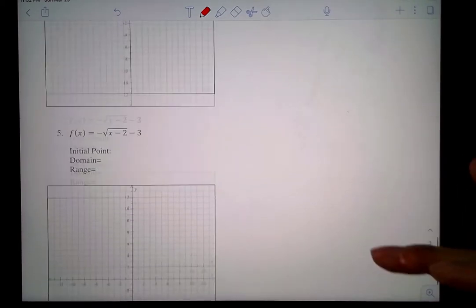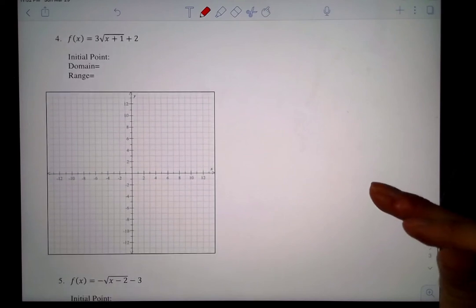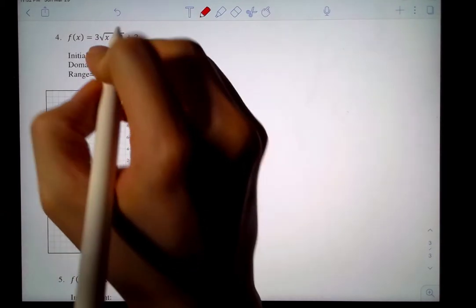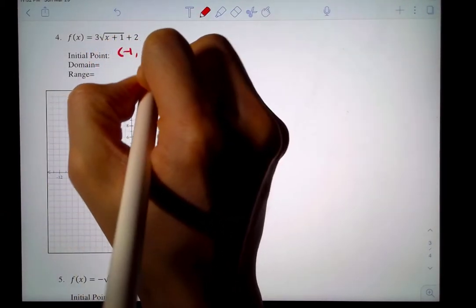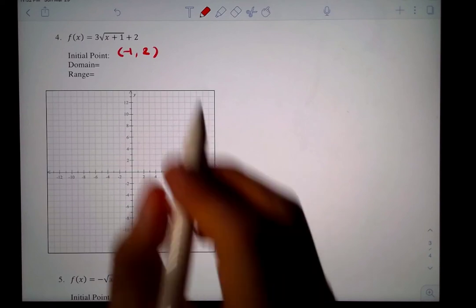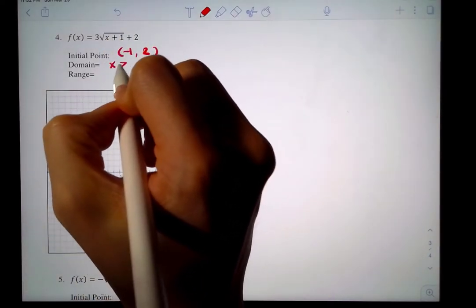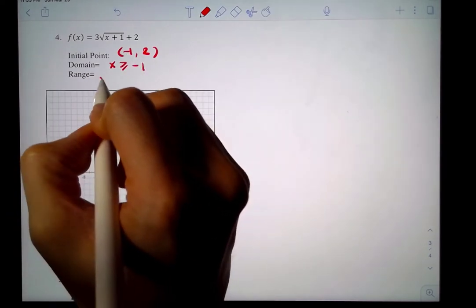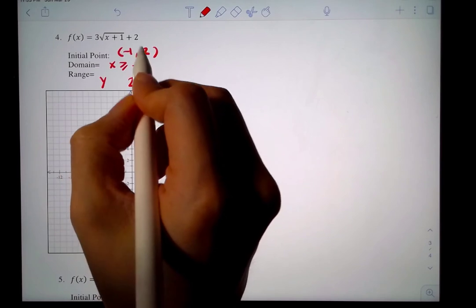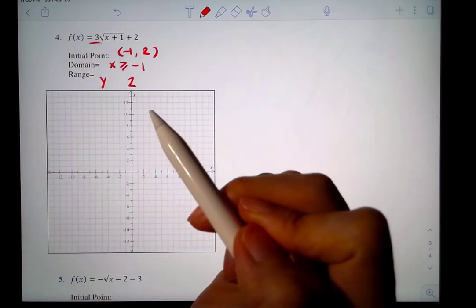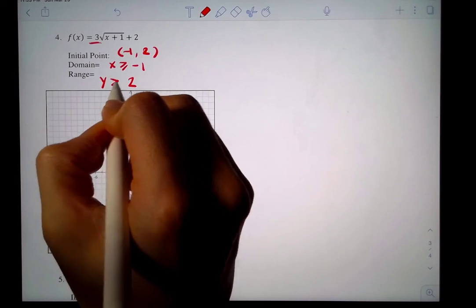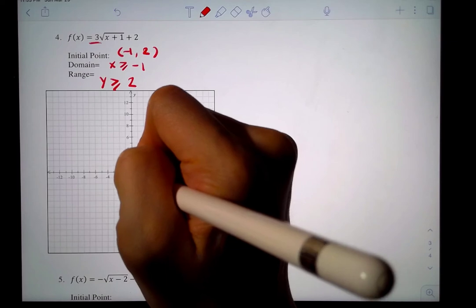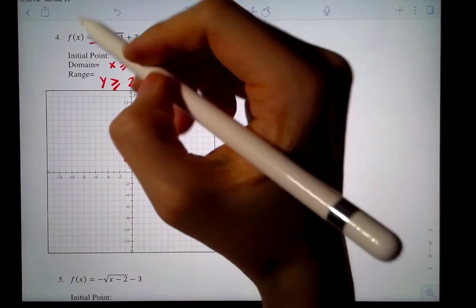Last one. Oh, I have 2 more. Okay. So my initial point, -1, +2, right? My domain, x is greater than or equal to -1. My range, y, we are comparing with 2. Look at this, positive or negative? Positive, greater than, okay? And then look at this, -1, 2.